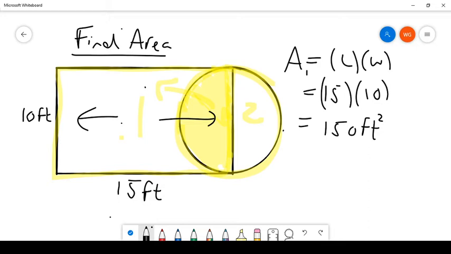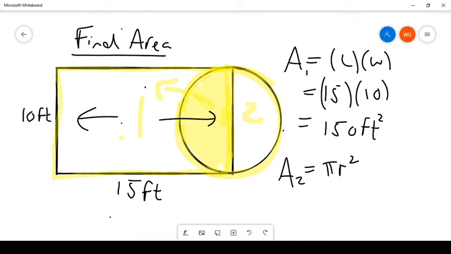Now the area of shape 2, obviously shape 2 is a circle. To figure out the area of a circle, we need to use our formula, which, if you remember, is pi times radius squared. We know that pi is 3.14, but we also have another problem. The problem is that we don't immediately know the radius. That should be pretty easy to figure out.